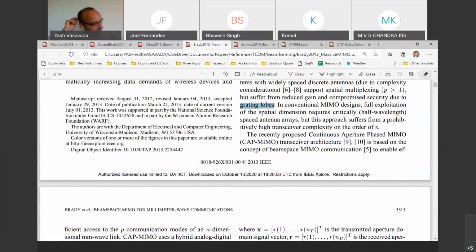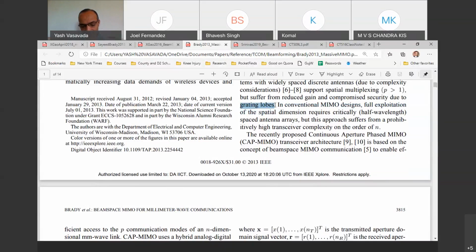Okay, so good that Joel mentioned this, because somehow that reminded me of this thing that I was not able to remember. In the beamforming literature, there is this terminology called grating lobes. In context of phased array beamforming, in context of MIMO designs, this grating lobe is a big headache.